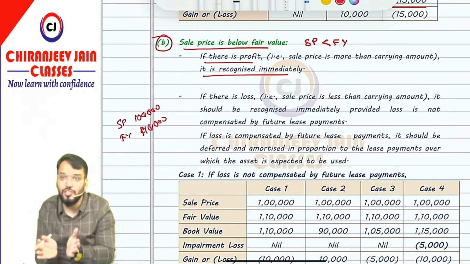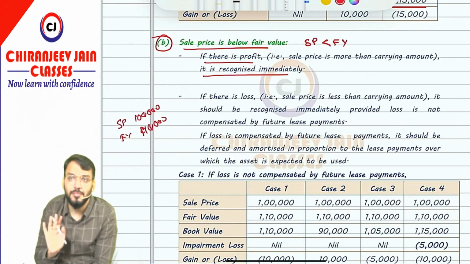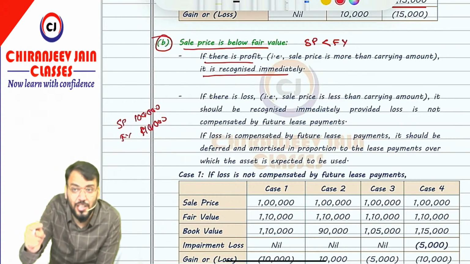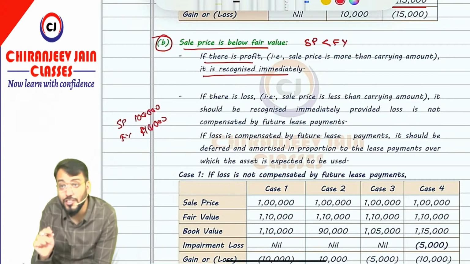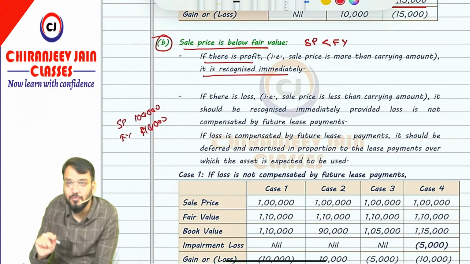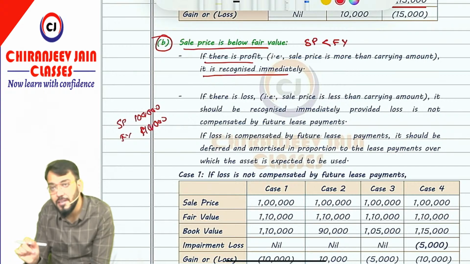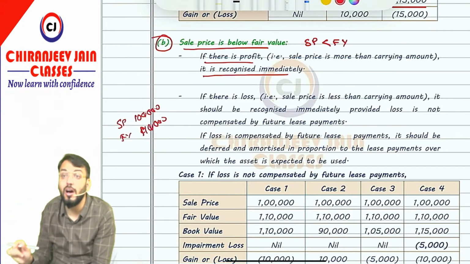Means there can be two situations. If the loss is not compensated by future lease payment, the entire loss will be transferred to PL immediately. But if the loss is compensated by future lease payment, then the loss, whatever we have calculated, will be deferred and will be recognized over the lease term in the ratio of lease payment.